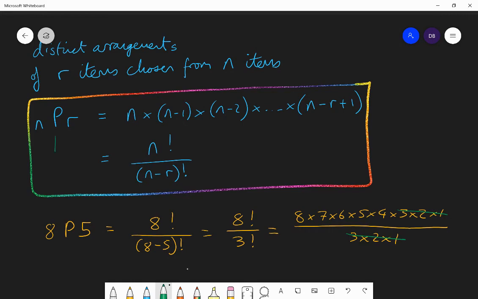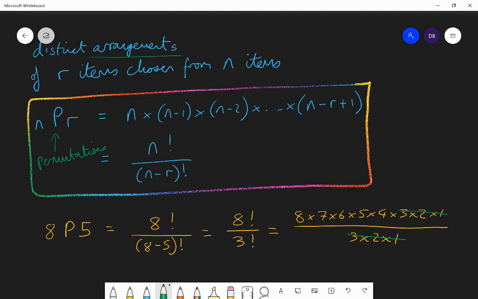And this letter, the P, is known as permutations. It's the word we use to describe how many arrangements there are. It's called a permutation. There are, in this question, 6,720 different permutations of the objects.